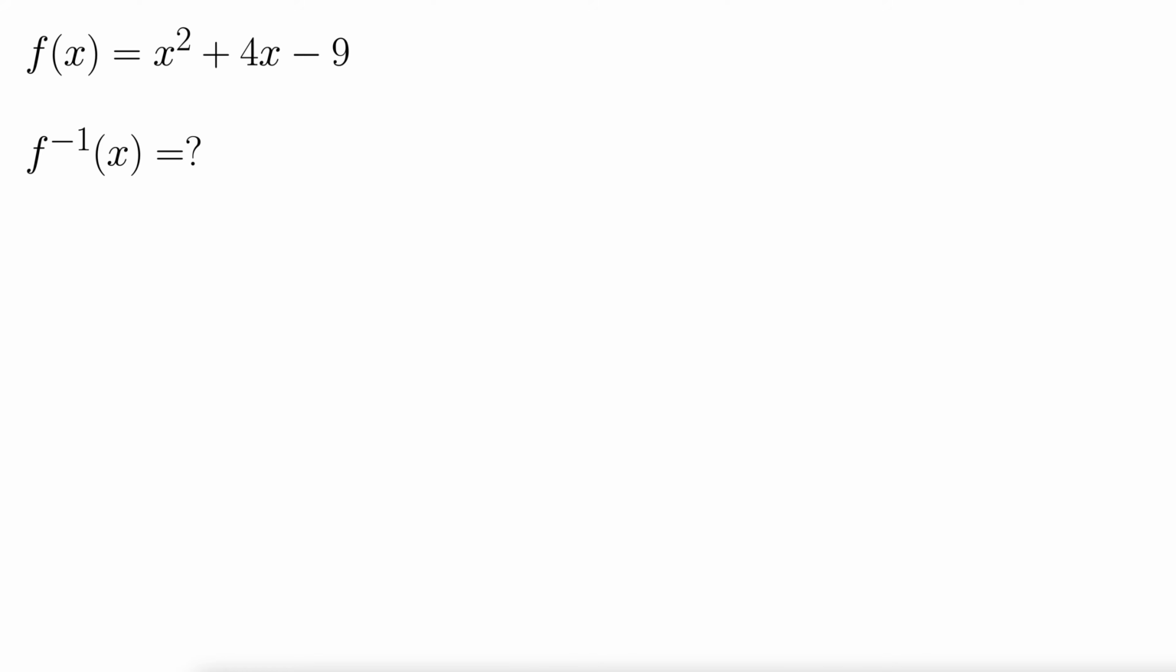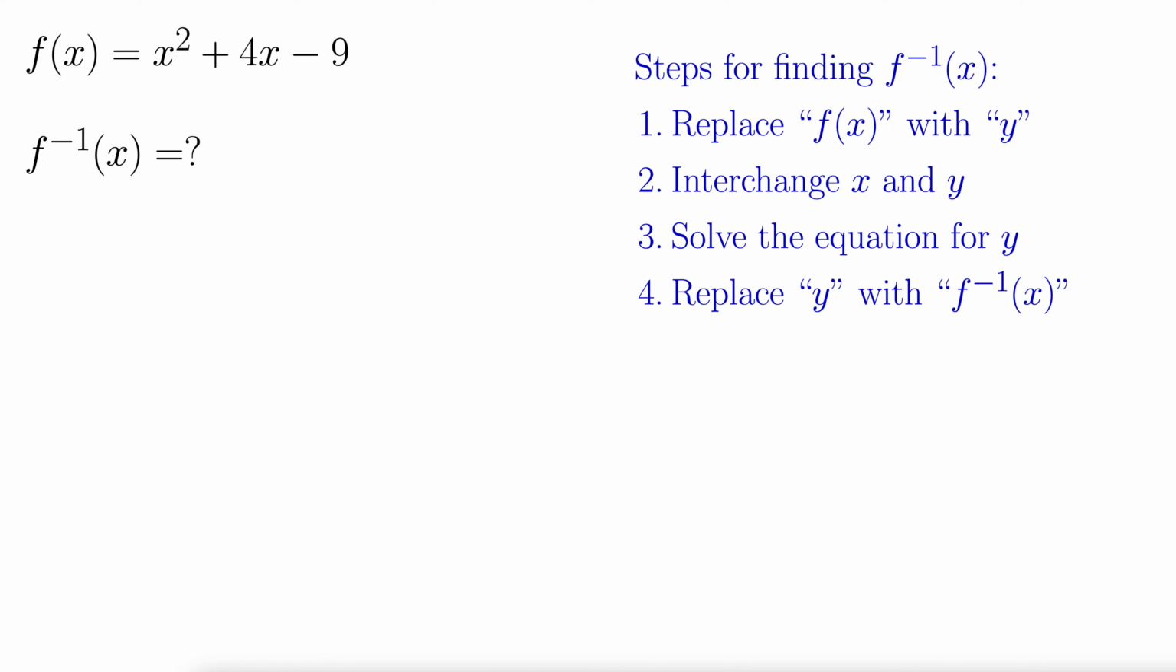This example gives f of x equals x squared plus 4x minus 9 and asks us to find the inverse of f of x. So we have the standard steps for finding the inverse. These will get us started, but we're going to run into some interesting trouble with this because we're trying to find the inverse of a trinomial. Let's just move forward with it, and I'll show you where things go off the rails a little bit and show you how to fix it.